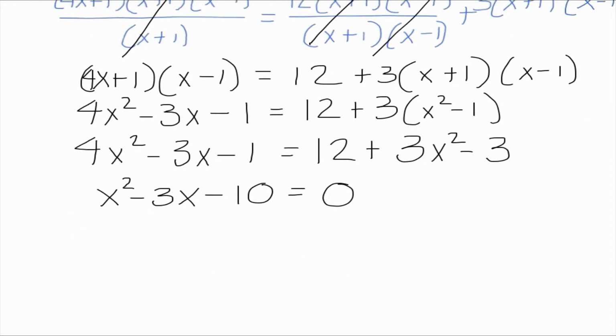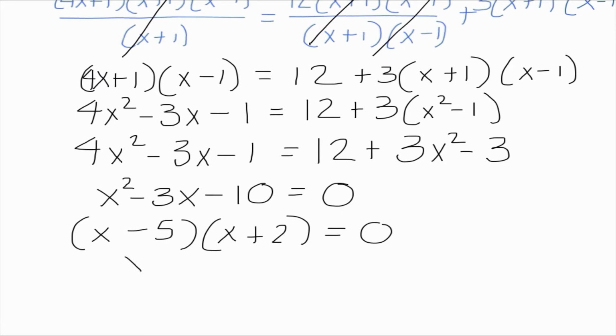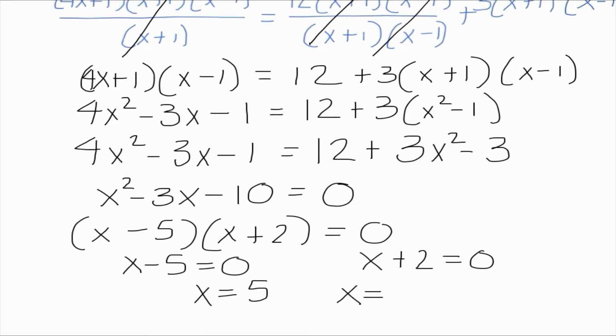So I'm getting my equation set equal to 0, so I have x squared minus 3x minus 10 equals 0. When I factor this, I need to think what factors of negative 10 add up to negative 3, and I'm thinking negative 5 and positive 2. So I'm going to set both of these equal to 0. So x is equal to positive 5 and x is equal to negative 2.